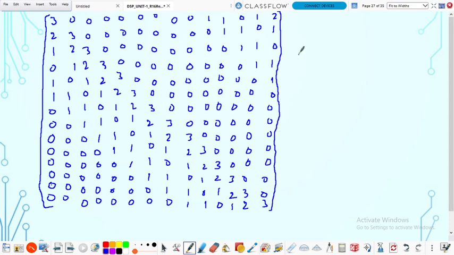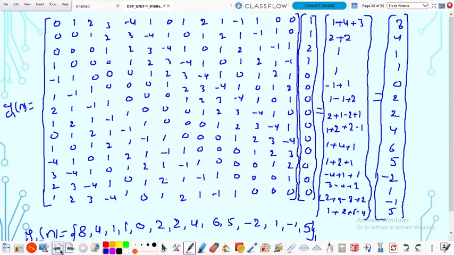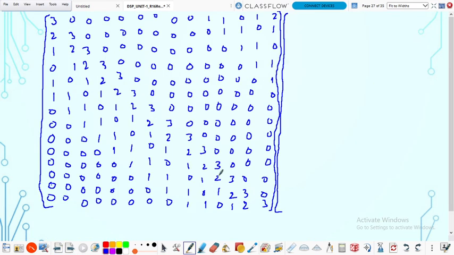So that is x2 of n, that is convolved with the second sequence h2 of n. So what is h2 of n? h2 of n is 1 1 2 1 0, padded out to 14 samples.